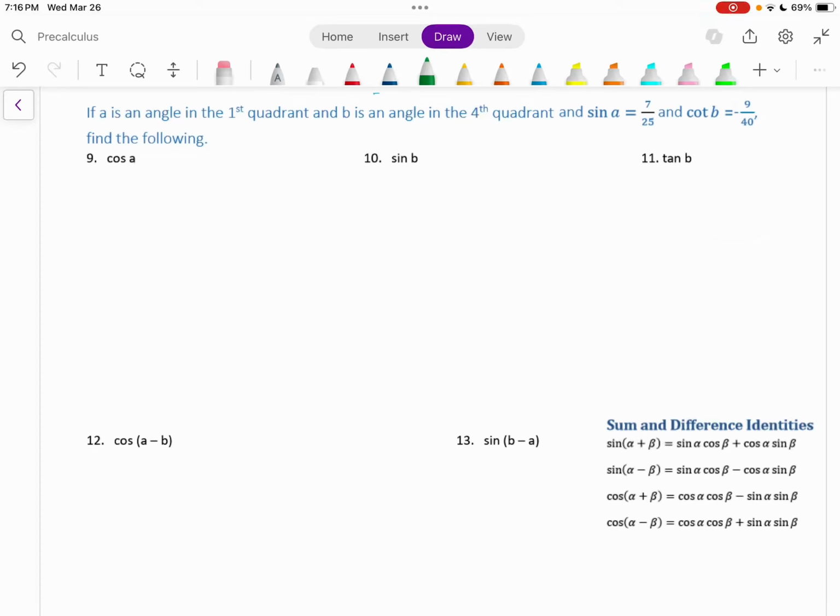We are down to the last several questions of our 5.5 to 5.6 quiz review. These are the last types of questions that we'll have on our quiz. So let's take a look.